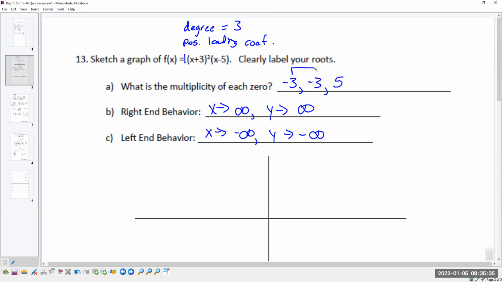So let's remember the double roots are tangent to the x-axis. So like just touch it, just skim it like a vertex. And 5 is a single root. It just crosses.